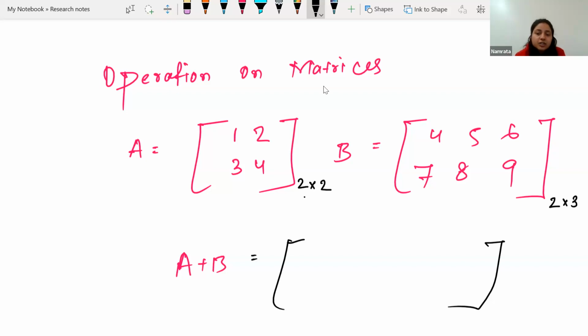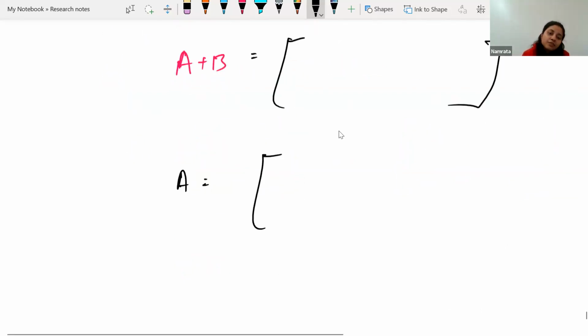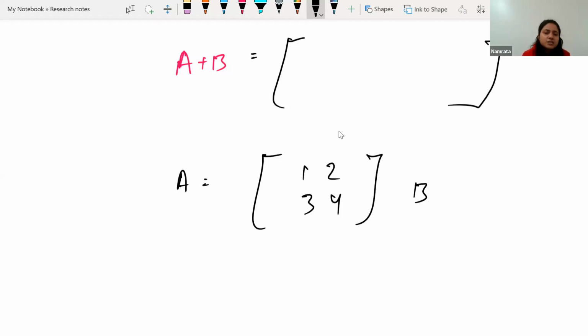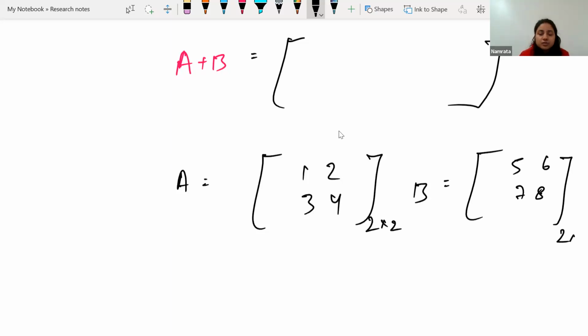Then only, if 2 cross 2 is there, then the other matrix must also be 2 cross 2. Then only it is possible to add the first element with the first element, and the second element of the first row with the second element over there. So both the orders have to be the same. If we are having A matrix as 1, 2, 3, 4 and B as 5, 6, 7, 8, now you can see both the orders are 2 cross 2, the same. Now it is possible to add them. Addition is a very basic concept that you already know. Here we just have to take this element and add both of them, and that will be the first element of the A plus B matrix.